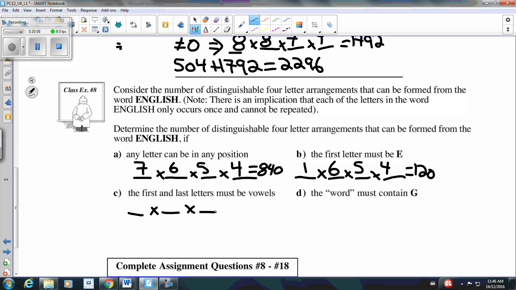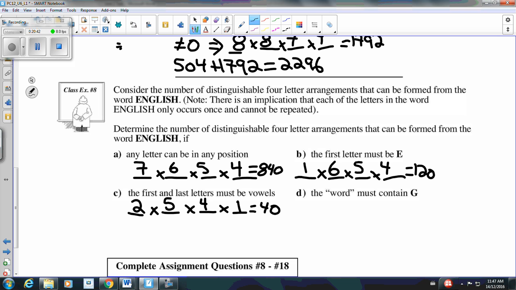C, the first and last letters must be vowels. So this is when we need to think hard to English. Hopefully we all remember what a vowel is. Tells us the first and last letter must be vowels. Well, the only vowels in English are E and I, so that gives me 2 choices for the first one. And I can't repeat a letter, so that means I only have 1 for the last one. You could flip these as well. It wouldn't matter which one was 1 and which was 2. I've used up 2 letters now, so I have 5 and 4 choices left for the last 2, which is 40.